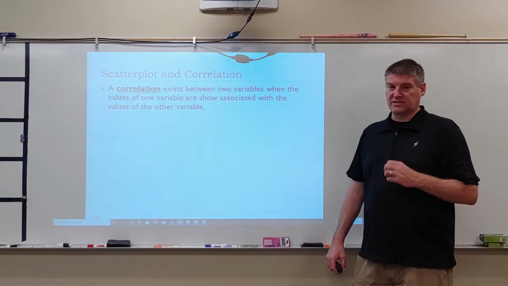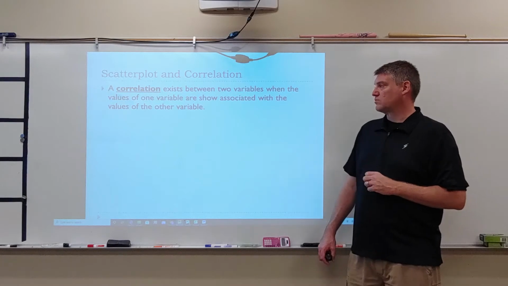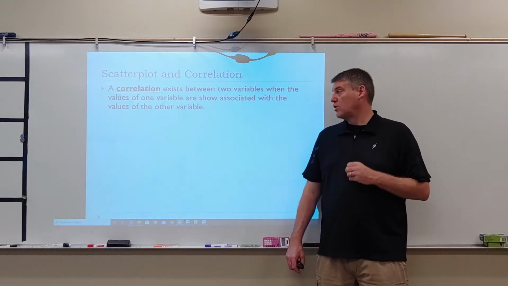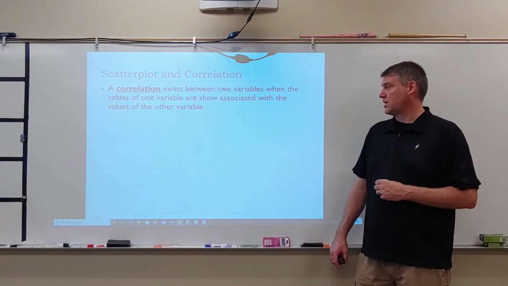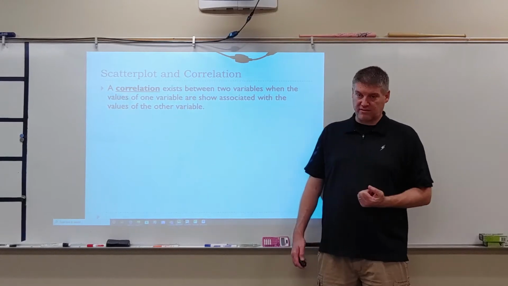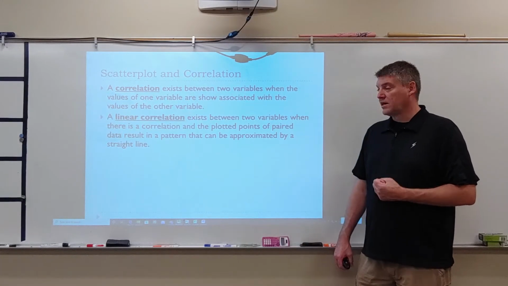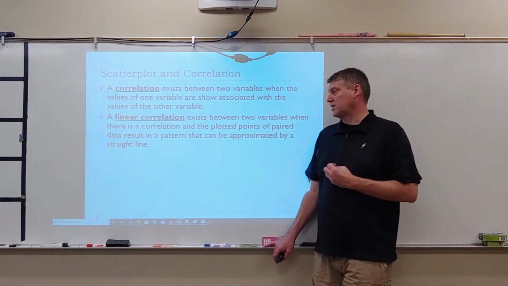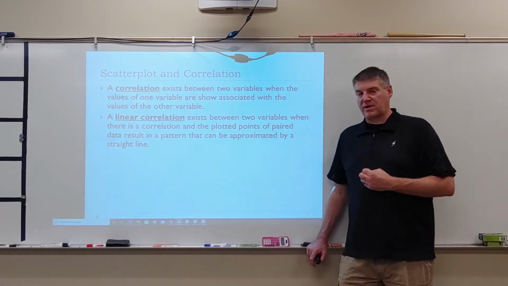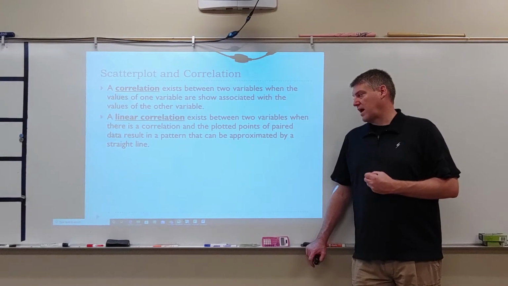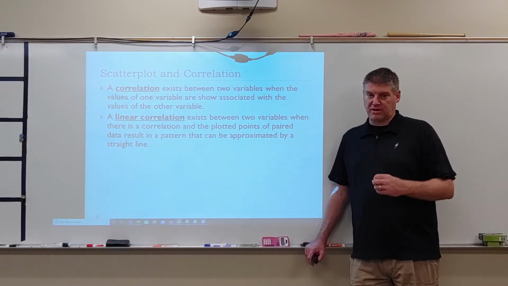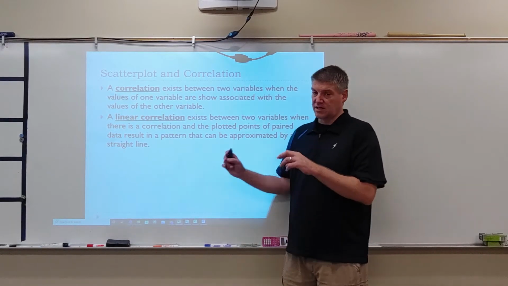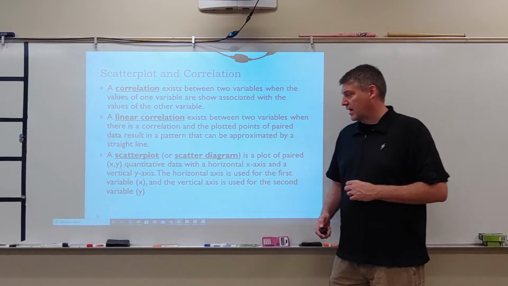A correlation exists between two variables when the values of one variable are associated with the values of another variable. Linear correlation exists between two variables when there's a correlation and the plotted points of paired data result in a pattern that can be approximated by a straight line. So if I have linear correlation, the points are going to look like a straight line.